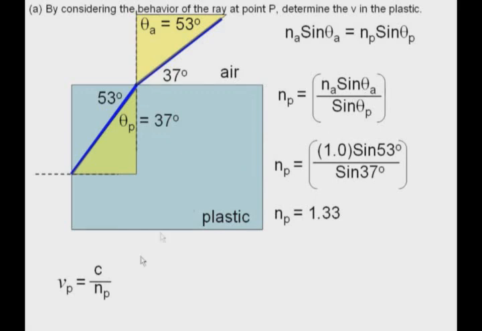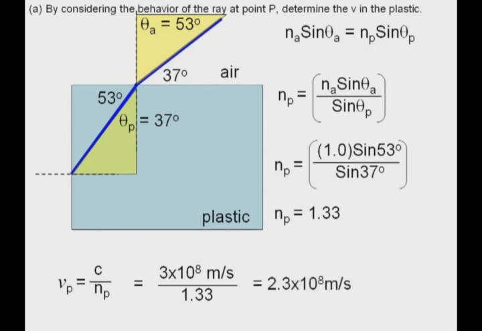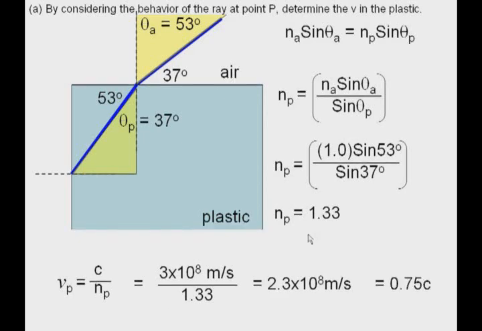Then I can plug that in down here in the speed formula, and we're dividing it into the speed of light. It comes out to 2.3 times 10 to the 8 meters per second. Another way to write this is 0.75 times c. They will allow you to use a fraction only when you're multiplying by c. All other problems you have to divide it out.